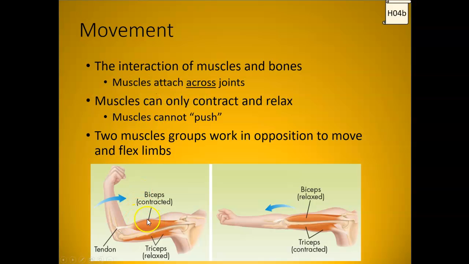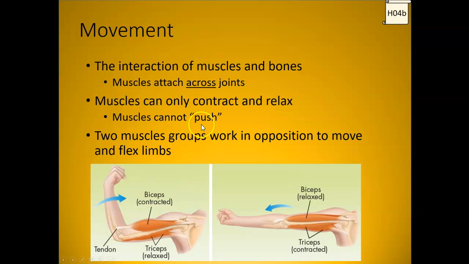So here you can see your bicep connects up by your shoulder, but it goes across your elbow and connects to the radius and ulna of the lower arm. If it just connected to the bone here, then it wouldn't allow that arm to move up. So you need to have that connection across the joint here.